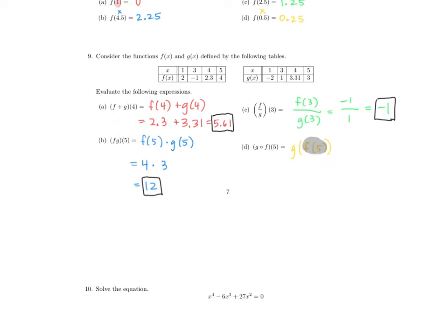Whenever x is 5, f is 4. So this is going to be 4. The answer to f of 5 is 4. So this is going to be g of 4. Now you're going to find g of 4. So whenever x is 4, g is 3.31. So this is 3.31. And that's your answer. So always work from the inside out. So first you find f of 5, and that was 4. Then you find g of 4, and that's 3.31. Okay.